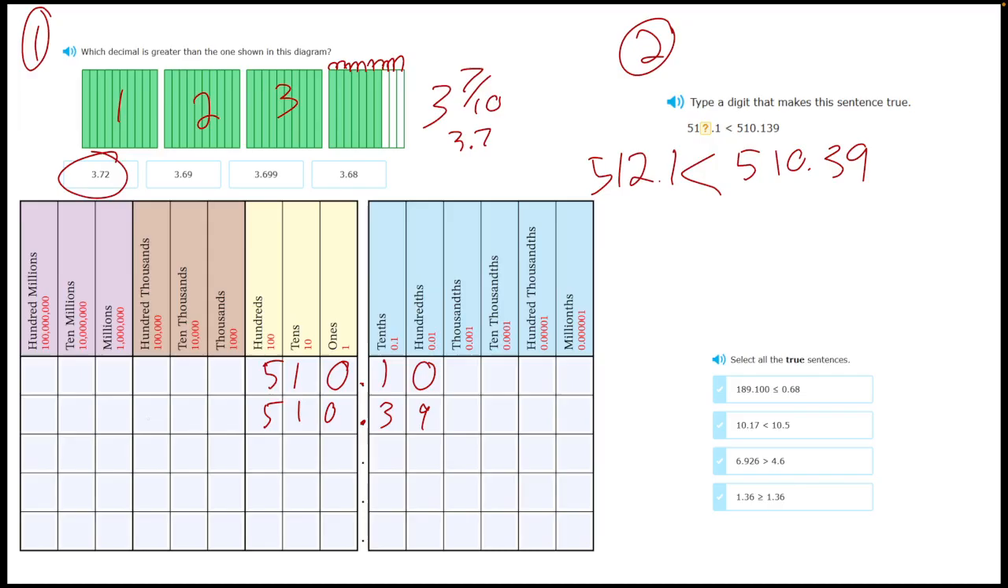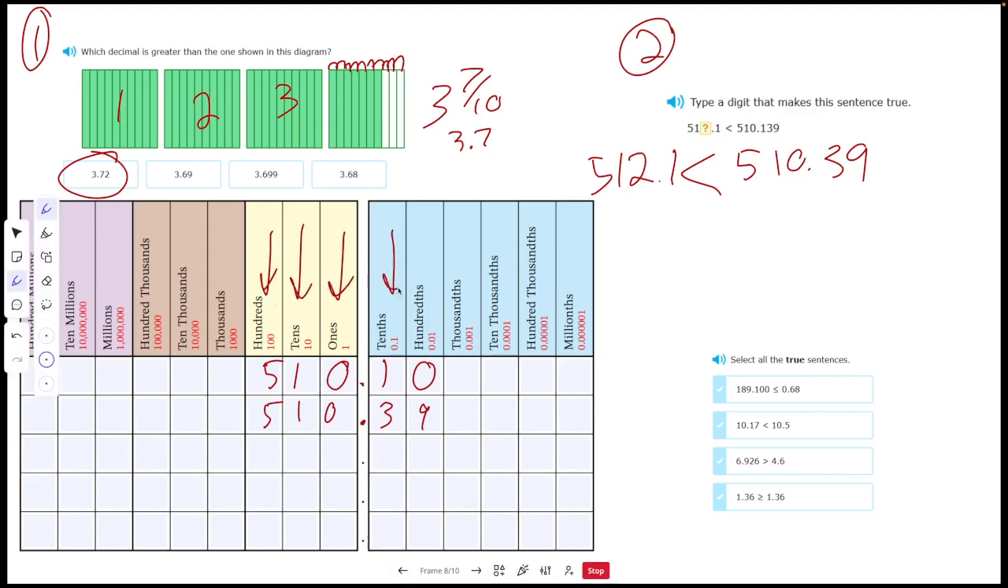So any number 1 through 9 will work, but 0 does not work because it's a tie in this column, same number in this column, but in this column, the 1 is smaller, right? Oh, shoot, I did this problem completely wrong. Okay, well, that happens. Okay, it wants to know what numbers are less than 510.39. So actually, the only right answer is 0. What am I saying? The only right number is 0, okay?